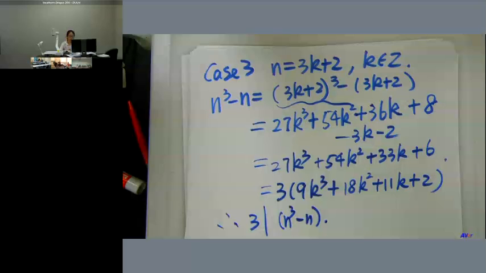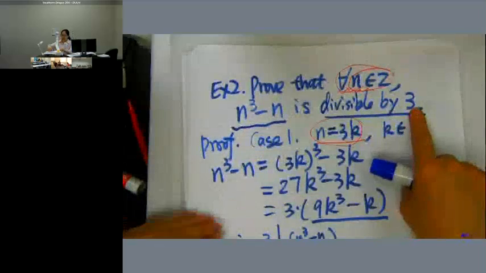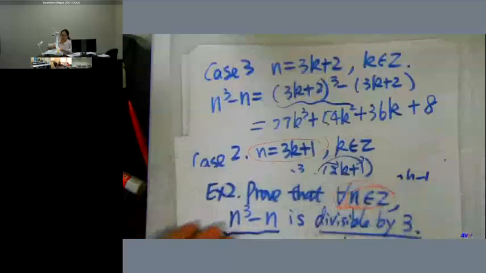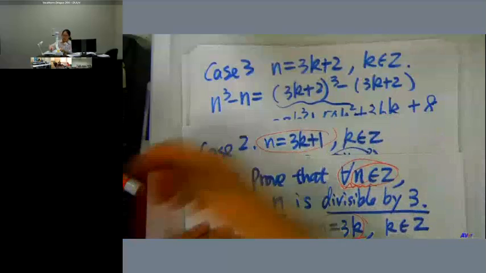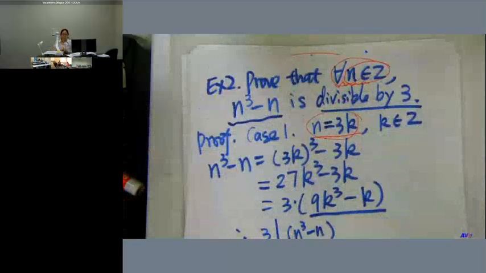So combining all these 3 cases, we proved that for any integer, n cubed minus n is always divisible by 3. It doesn't matter if n is a multiple of 3, or a multiple of 3 plus 1, or a multiple of 3 plus 2. That includes all the integers. Okay. Any questions?